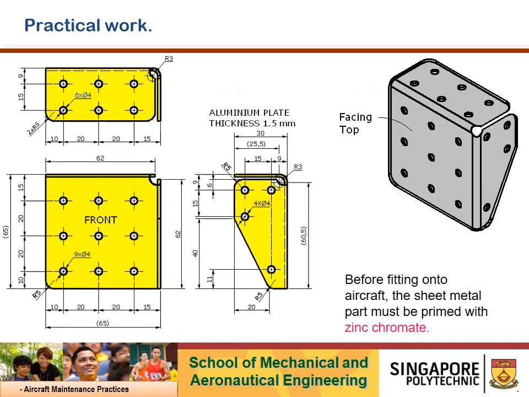So this will be the practical work that you will need to complete during the practical session. It's very interesting. You will see some will achieve a perfect bracket measurement, while some measurements will be out. So it's very interesting to look at how things will develop when doing the practical part. Then of course, just take note that before fitting onto the aircraft, after you bend the sheet metal, the parts are actually painted with chromate paint. All right, so I think this should be the end of our session.